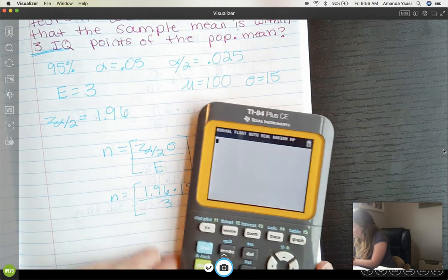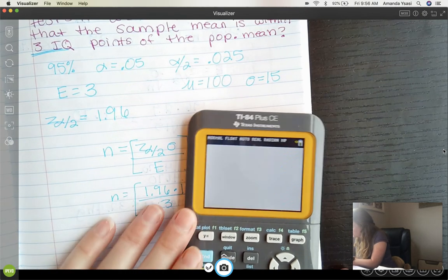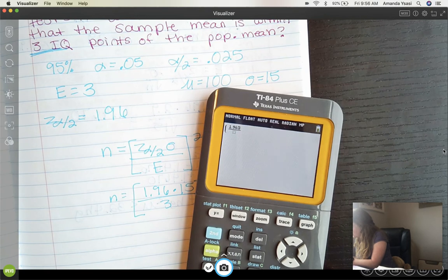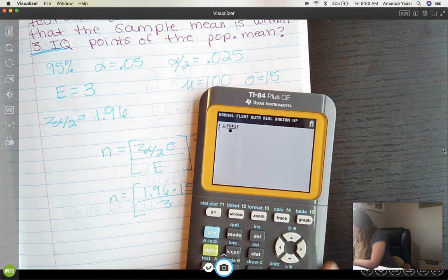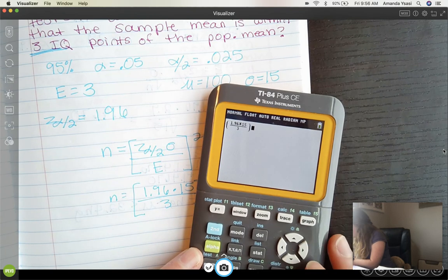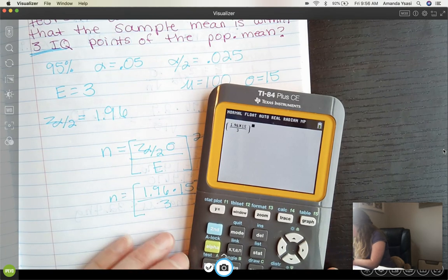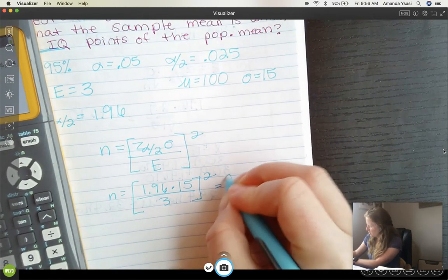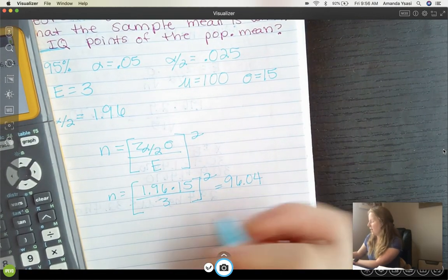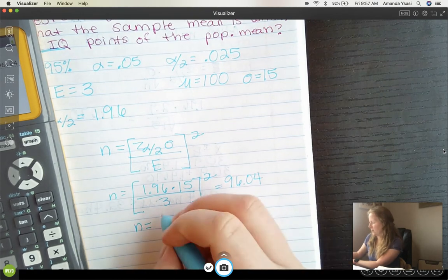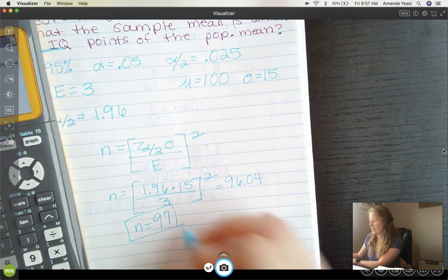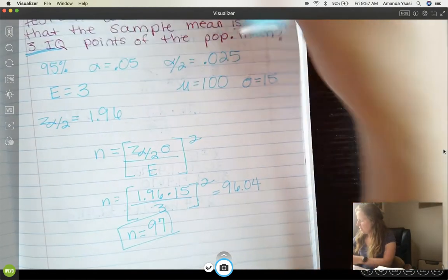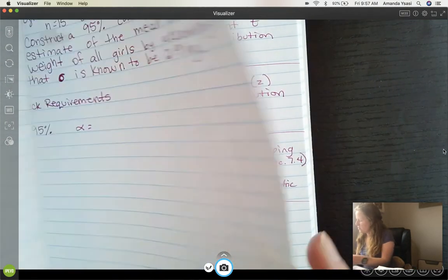So, 1.96 times 15 over 3, squared, gives 96.04. But remember, you're supposed to round up because we're talking about samples, so it's 97. That's the number of samples that you need. Okay, and then, oh, we have one more. I forgot about that.